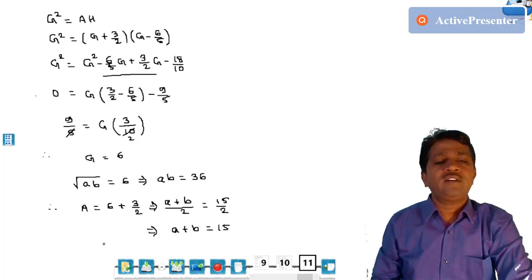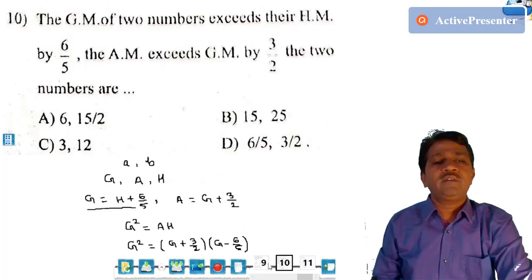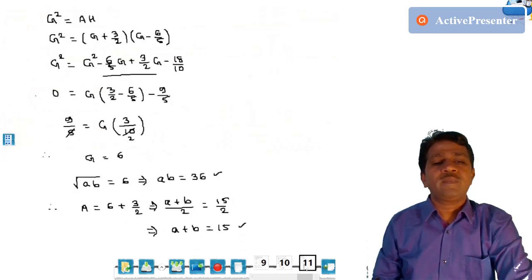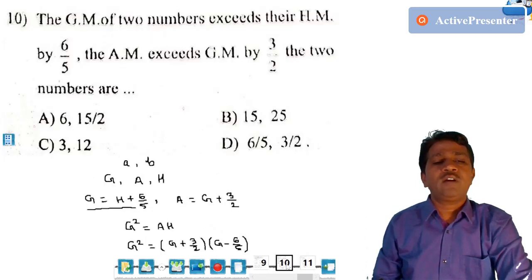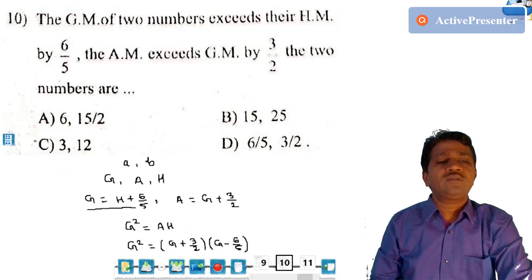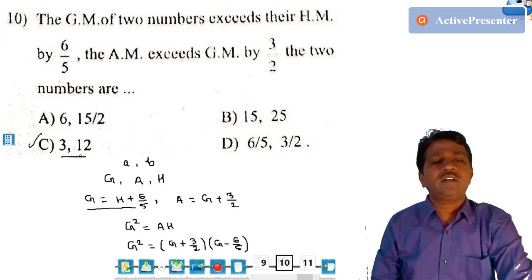Now we have to find the two numbers. We may not perform these calculations. If you go for the options and check that the product should be 36 and the sum should be 15, you can easily observe the options. The sum is 15 and the product is 36, and so the option is C. You can solve also, but if you have the options you can go for the check method.